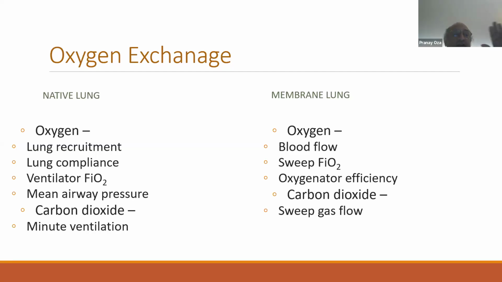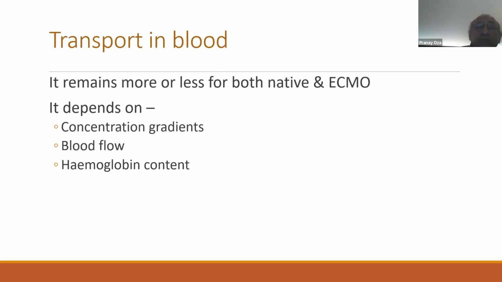So in native lungs, oxygenation takes place with the help of lung recruitment, lung compliance, ventilator FiO2, and mean airway pressures, while CO2 is going to depend upon minute ventilation. And in the membrane lung, oxygenation depends upon the blood flow and what FiO2 you set in the sweep gas, and the oxygenator efficiency, and the CO2 level will depend upon the sweep gas flow.